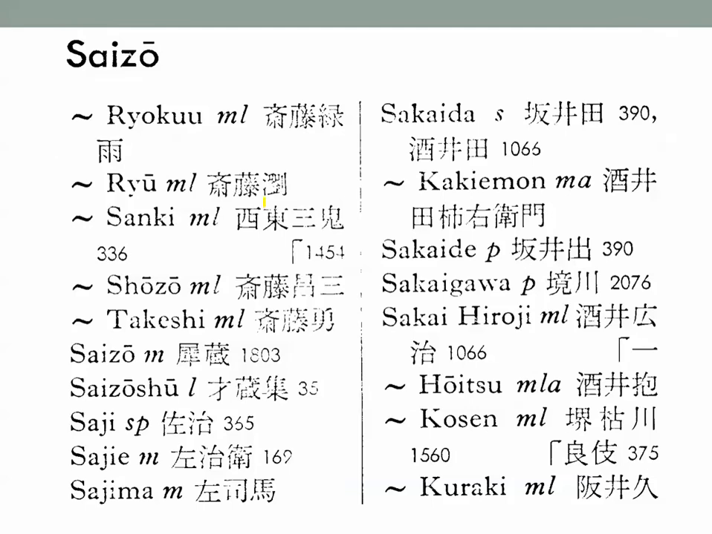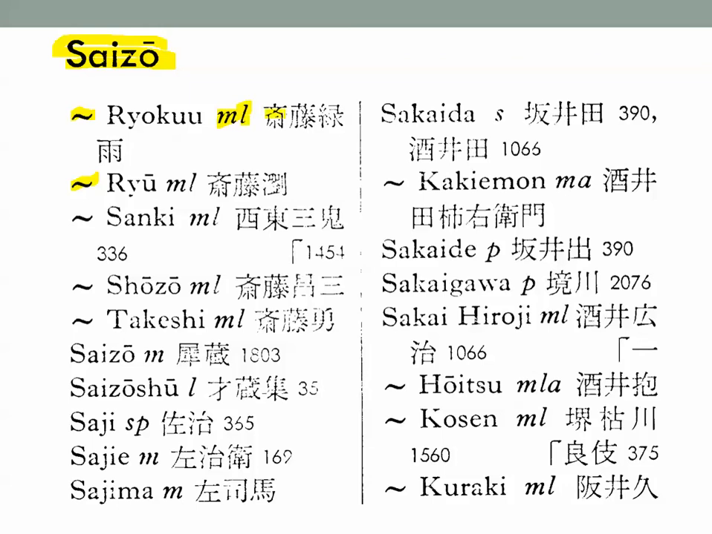And we'll look at what our possibilities are. Now, this particular page starts with the surname Saizo. Well, actually, that Saizo begins on the previous page. And so this little squiggly line that you see means that the name is Saizo Ryoku. And here, Saizo Ryu. These were real people, okay? And the M means male, and the L means literary.